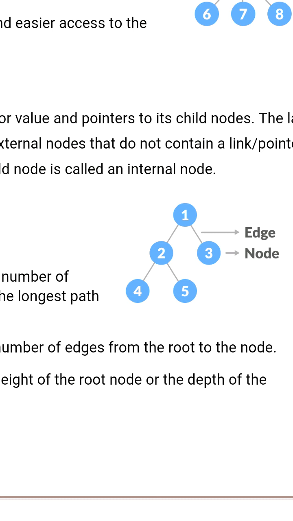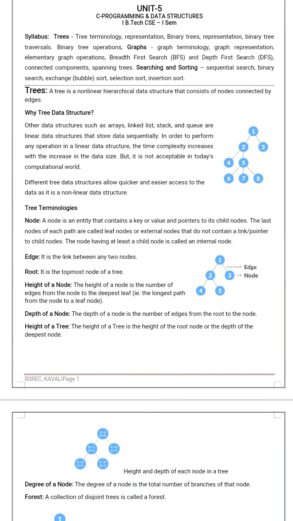Okay, so like this we are identifying what is a leaf node and what is the root node, what are the internal nodes and what are the external nodes, what is an edge and what is the degree of a node. How many nodes are there in the tree. So like this there are different terminologies available in the tree data structure.